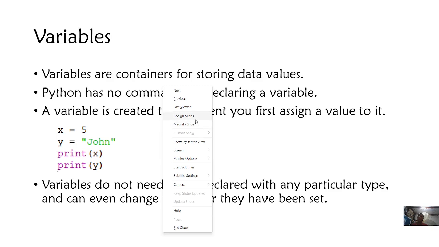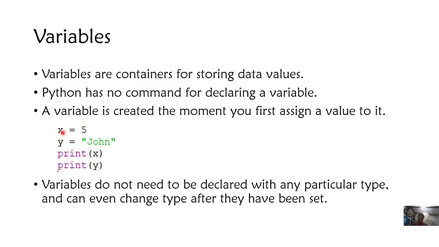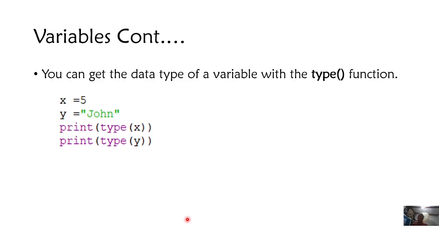So this is x equals 5, y equals Johnny. When we print x and y, we'll get 5 and Johnny. Variables do not need to be declared with a particular type, and can even change type after they have been set. The types that I'm talking about are already explained. We have different data types: integers, floats, doubles, strings, arrays, and many more.